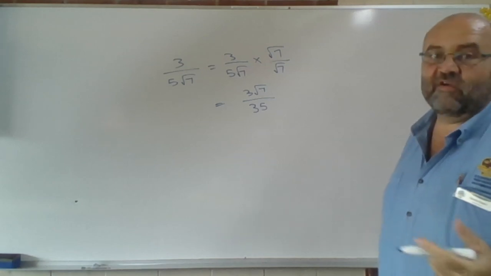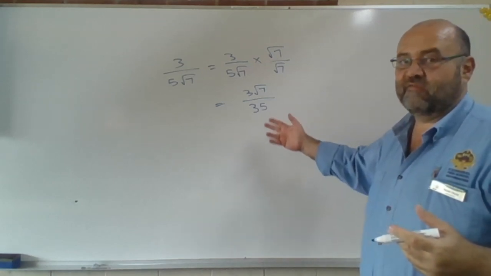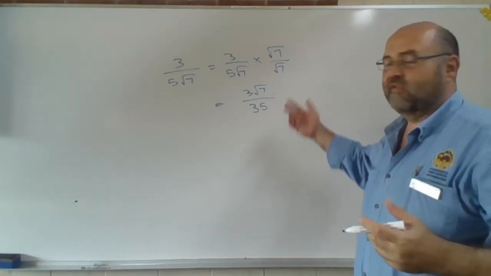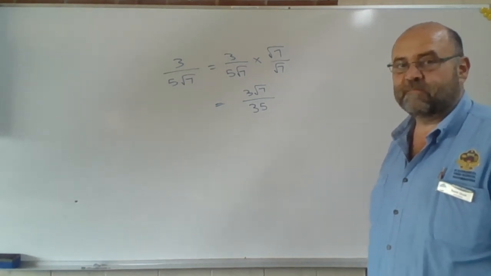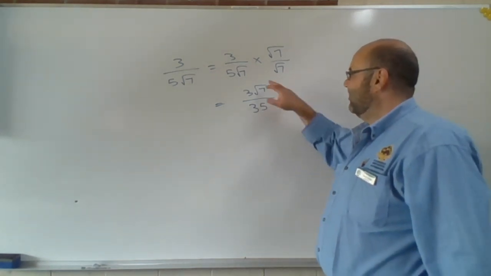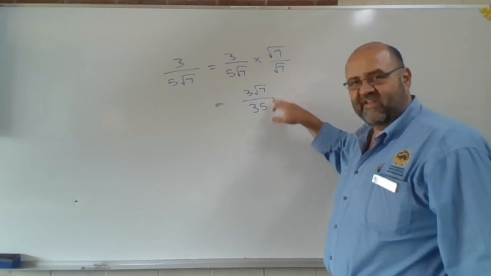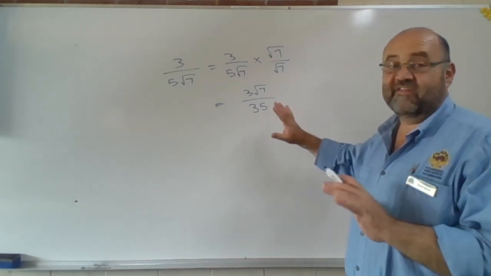Okay, and there's nothing I can simplify out. 3 doesn't go into 35, and so there's no cancellations that I can do. The 7 is inside a third, so I can't cancel the 7 with the 35. That's it. That's as far as I can go.